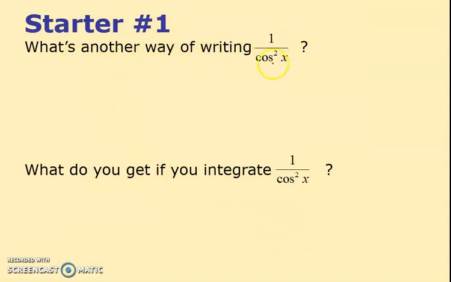What's another way of writing 1 over cos squared? You should know that's sec squared. 1 over cos is sec, so 1 over cos squared is sec squared. And what do you get if you integrate this? This you might not remember. Now this of course is sec squared. What do you get if you integrate sec squared dx?